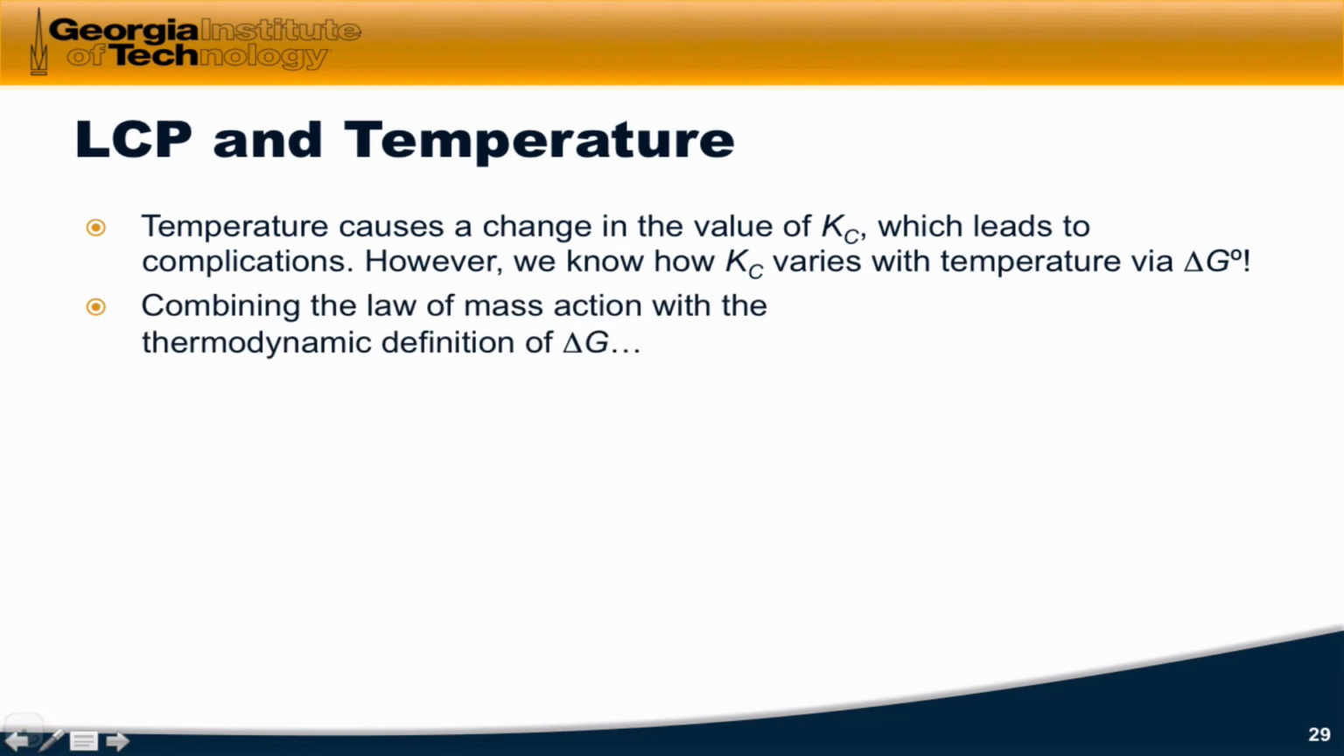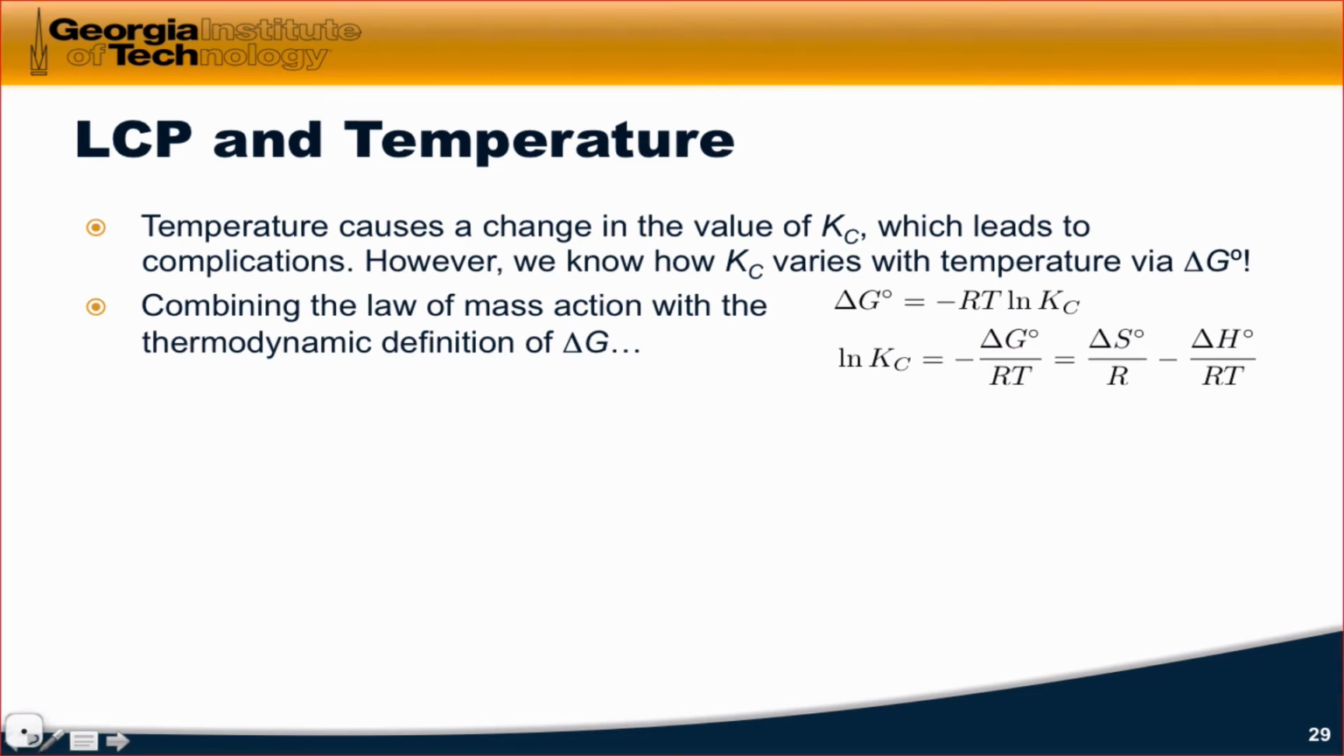How do we know? Well, we can combine the law of mass action, which mentions temperature in the argument of the exponential, with the thermodynamic definition of delta G. So delta G of reaction is both equal to negative RT natural log of Kc. This is a rearrangement, by the way, of that exponential expression that we saw before. And we can set that equal to delta H minus T delta S, and just do some rearranging to see how Kc, the equilibrium constant, is related to temperature.